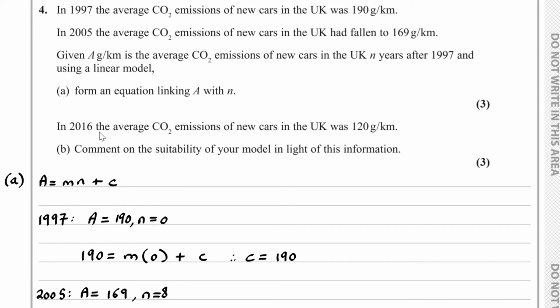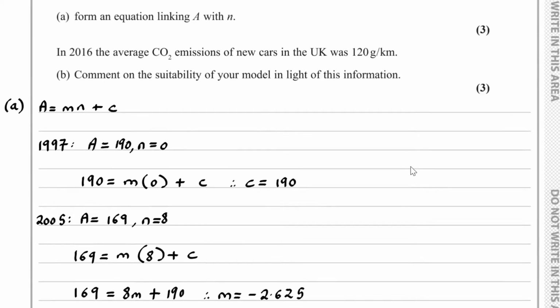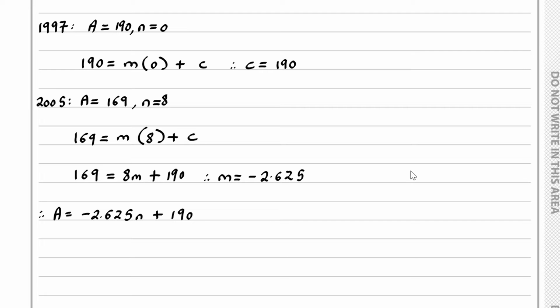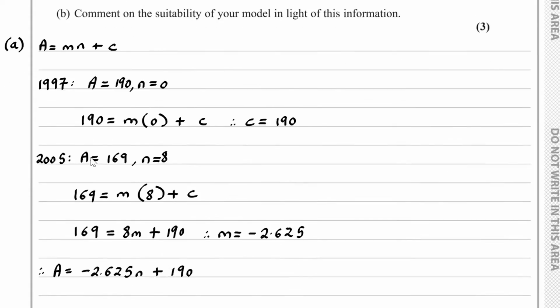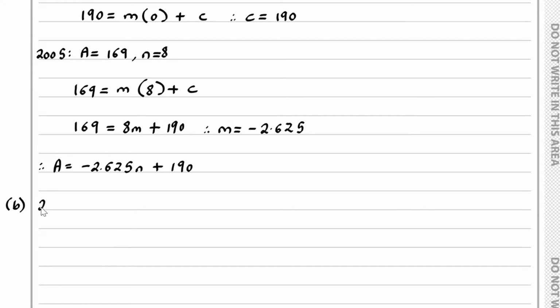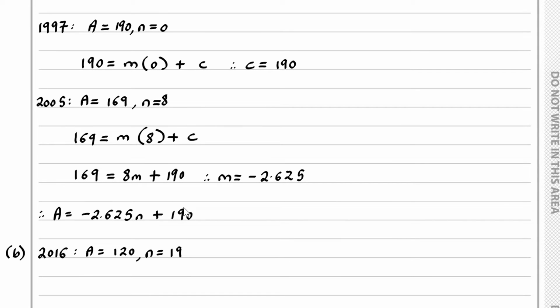For part B of the question, in 2016 the average CO2 emissions of new cars in the UK was 120 grams per kilometre. We have to comment on the suitability of our model in light of this information. Now, in 2016, we see that A is equal to 120 and n is equal to 19. Of course, we're going from 1997 to 2016. Okay, and if we use our model, we can compare our value of A we get using the model with this value of 120.